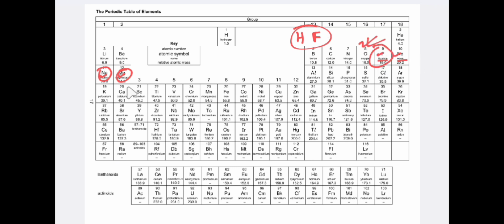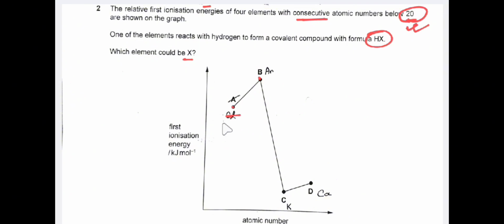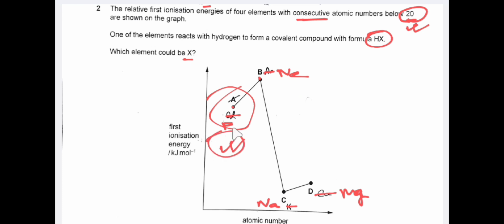So fluorine, neon, sodium, magnesium. The correct answer is A, because these are the 4 consecutive elements, and this element, the fluorine, reacts with hydrogen to form HX, with atomic number below 20, and these elements are consecutive elements.